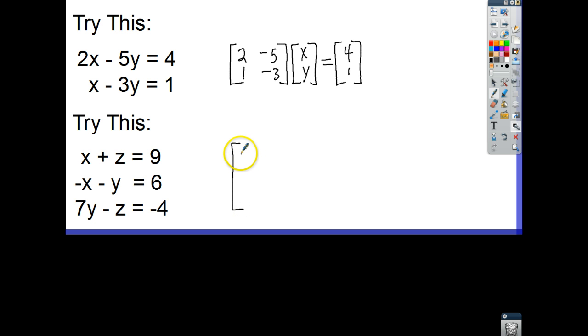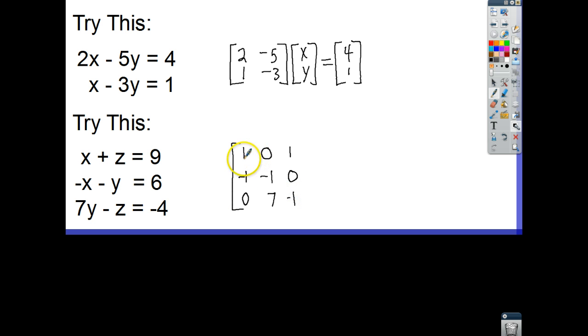All right, the coefficient of x in the first equation is 1. The coefficient of x in the second equation is negative 1. The coefficient of x in the third equation, since it's not there, is 0. Now we go to the y's. The coefficient of y in the first equation, it's not there, so it's a 0. The coefficient of y in the second one is negative 1. The coefficient of y in the third one is 7. The coefficient of z in the first one is positive 1. There is no z in the second one, so it's a 0. And the coefficient of z in the third one is negative 1.